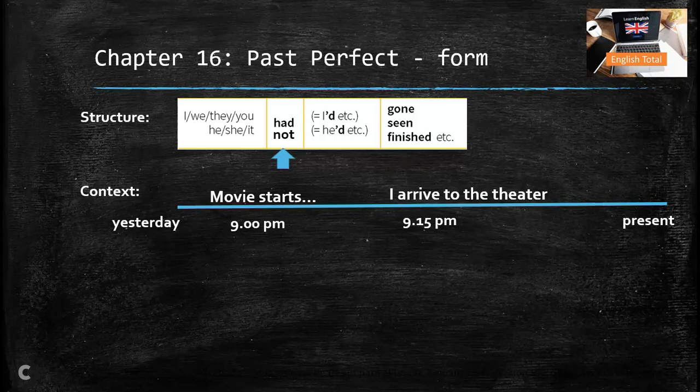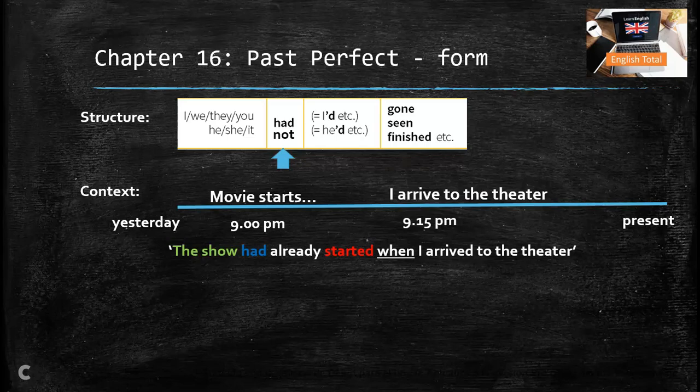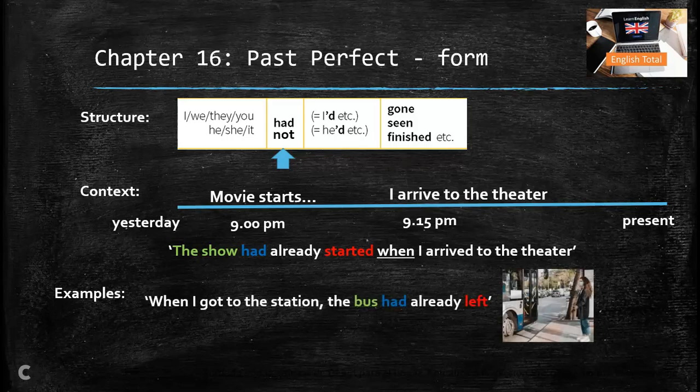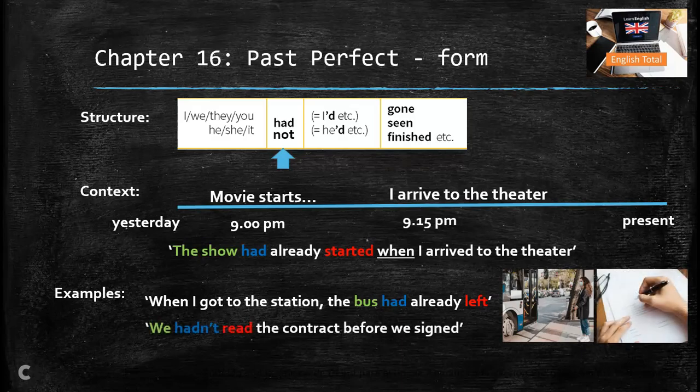For instance, the show had already started when I arrived to the theater. Clearly, this tense makes it easy to tell a story. Here are some more examples. When I got to the station, the bus had already left. We hadn't read the contract before we signed. You see how you can use this tense to establish sequence of events more clearly?